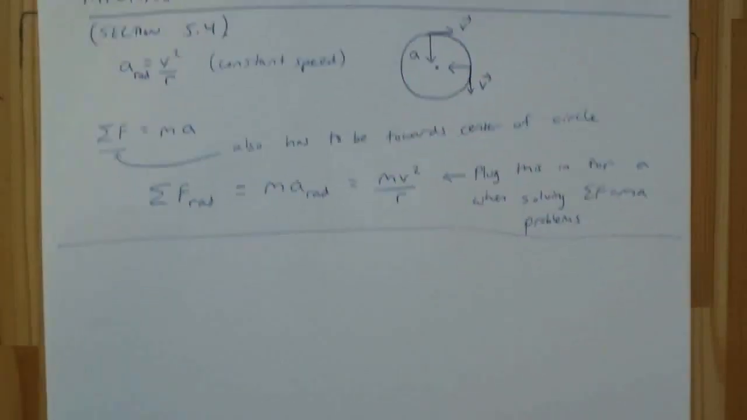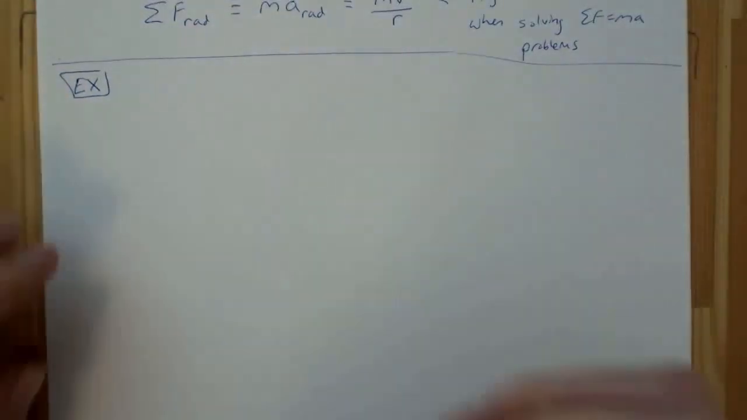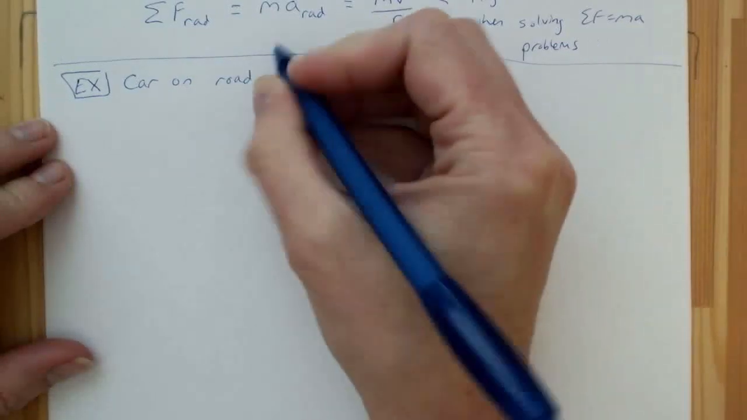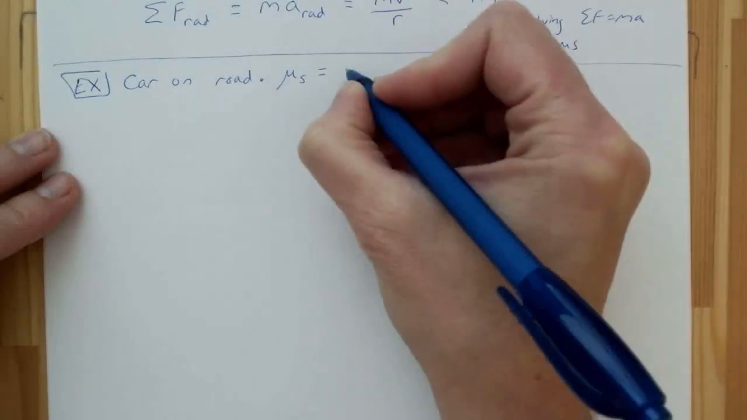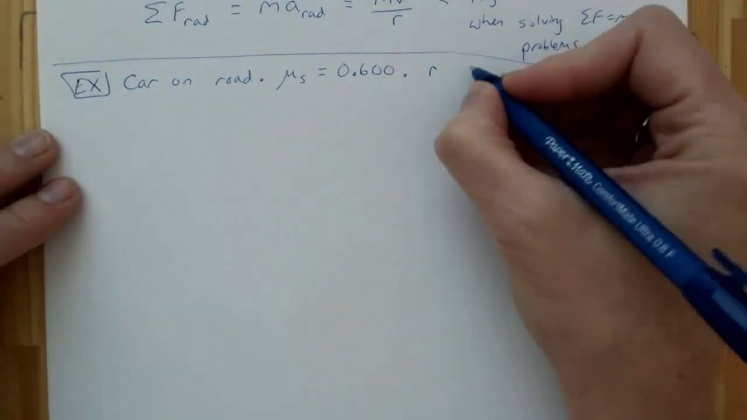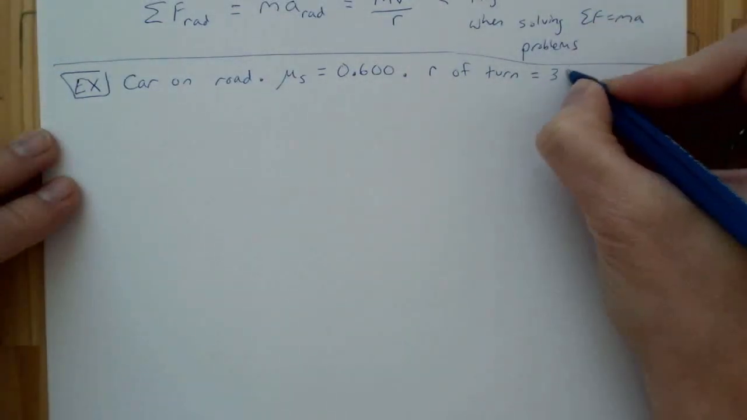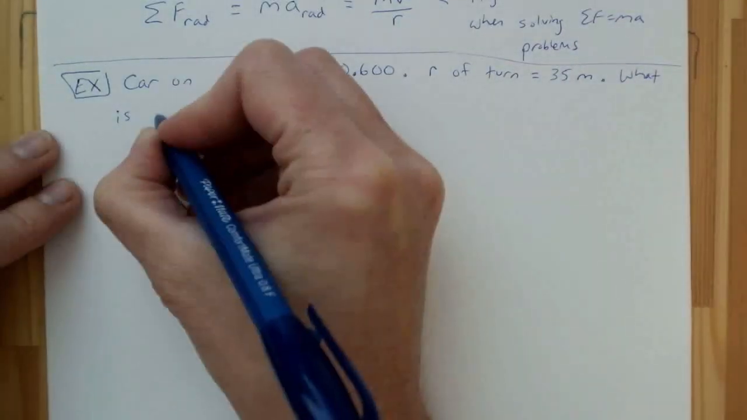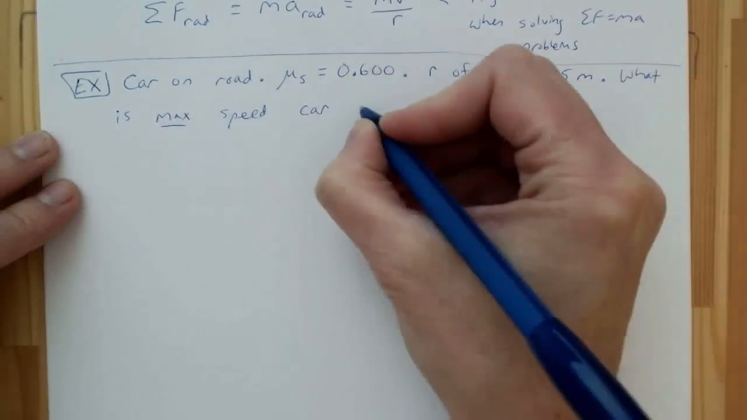As a first example, let's say that we have a car that's going to drive around a circular road. So a car is on a road, and we'll add in some friction to this. Let's say that the coefficient of static friction is equal to 0.600. Say that the radius of the turn that the car is going around is equal to 35 meters. The question then is, what is the maximum speed that the car can go without slipping?